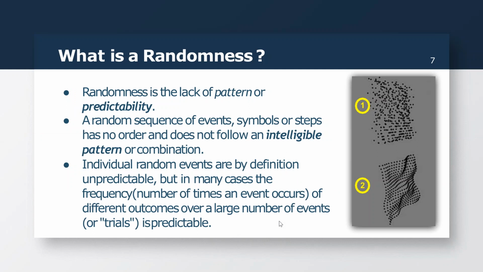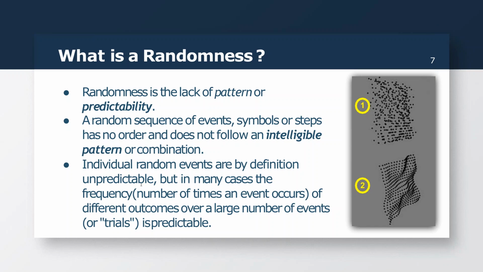So, what do I mean by this? Let's define randomness first. Randomness is the lack of pattern, right? Is this much obvious to everyone? So you cannot really predict what is going to happen next. It's a random sequence of events, symbols or steps that has no order and does not follow any kind of pattern or combination.